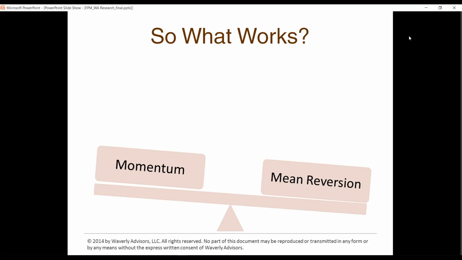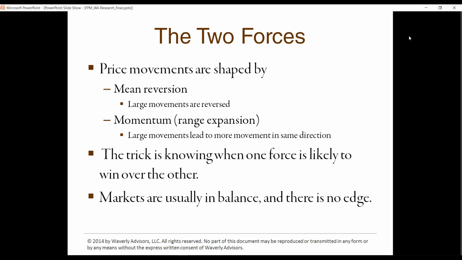I can spend hours talking about what doesn't work. What does work? Well, I'm going to show you a very simple analytical framework that I've developed, which is simply based on the idea of two competing forces in markets, mean reversion and momentum. So mean reversion is the tendency of a large spike in a market to be reversed.